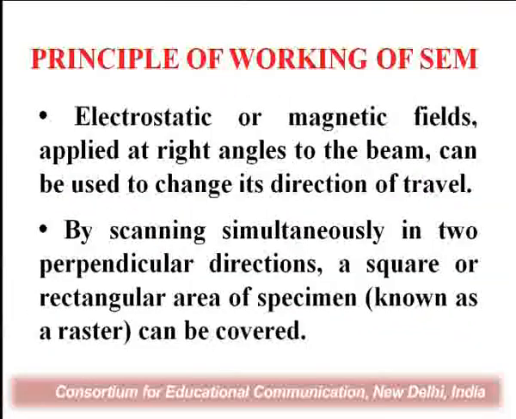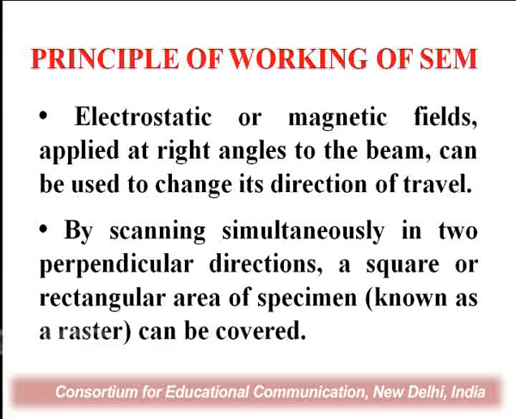So here electrostatic or magnetic field applied at a right angle to the beam can be used to change the direction of travel. Means in the last lecture we discussed that we apply the magnetic field, apply the lenses that will make the electron beam fall upon a specimen in a particular direction, at a particular angle. So electrostatic or electric field applied at a right angle to the beam can be used to steer the electron beam in a particular direction.